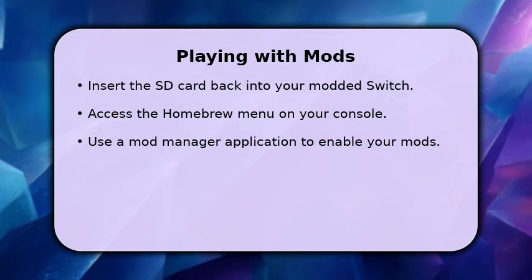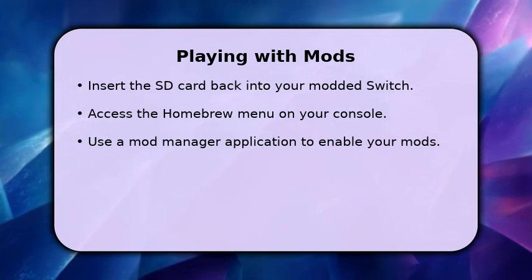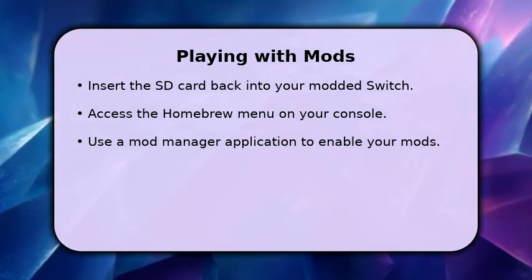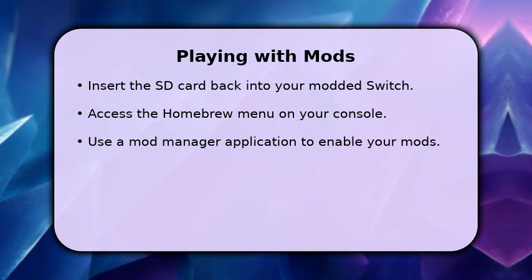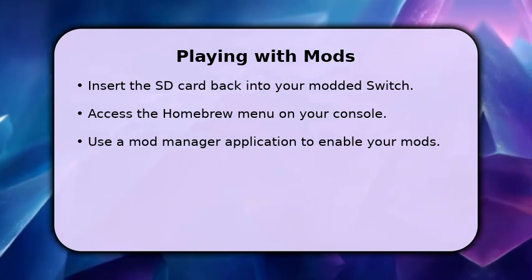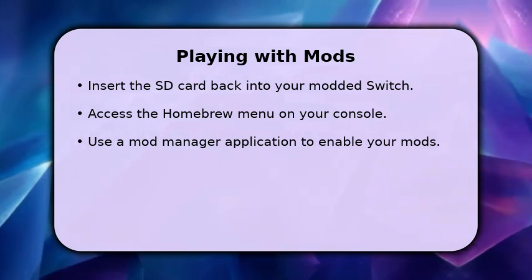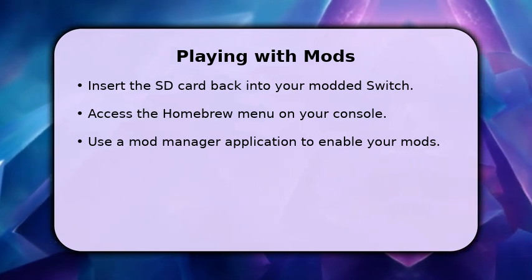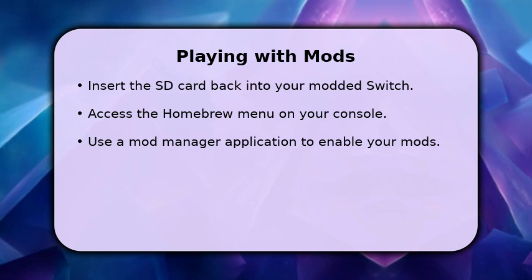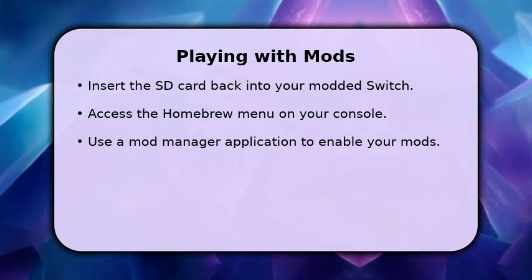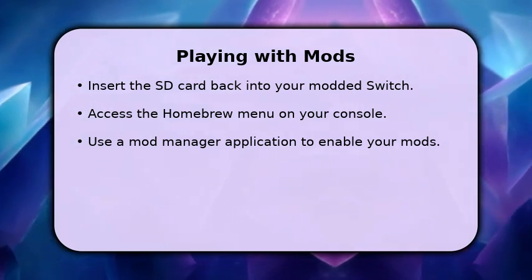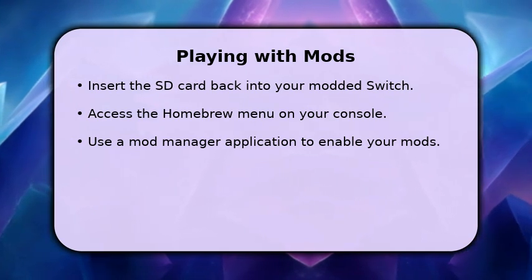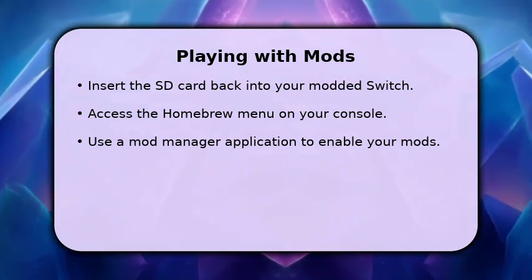Now for the best part, playing your mods. Safely eject the SD card from your computer and insert it back into your modded Nintendo Switch. Power on your console and navigate to the Homebrew menu. Here, you will typically use a mod manager application, such as Simple Mod Manager, to activate the mods you've installed. Once enabled, simply launch Super Mario Odyssey from your Switch's home screen and enjoy your customized adventure.